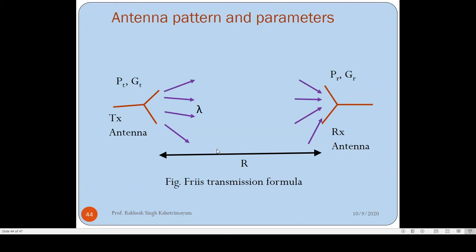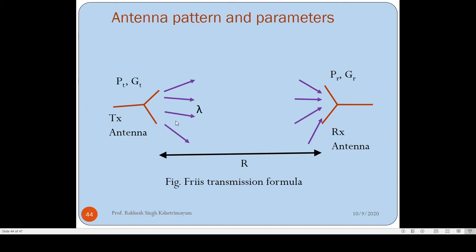Let's discuss the Friis transmission formula. This is the first wireless experiment you can do. If you are interested in wireless communication, the first thing you can do is the experiment we are going to discuss now. Let's say you have a transmitter and you have a receiver. The transmitter is fitted with a transmitting antenna and the receiver is fitted with a receiving antenna, and wireless communication cannot happen without antennas, so we need a transmitting antenna and a receiving antenna.